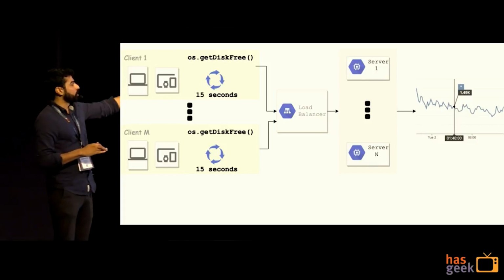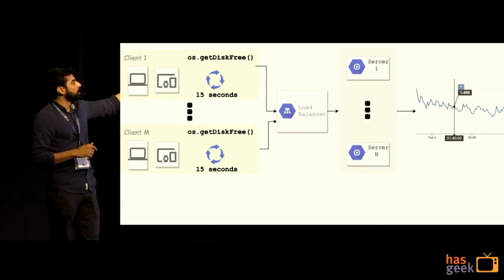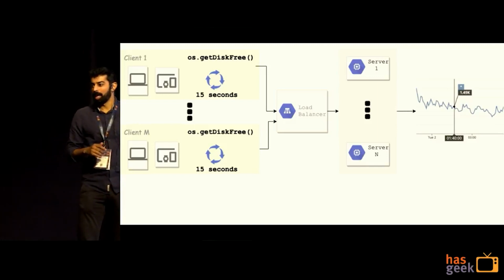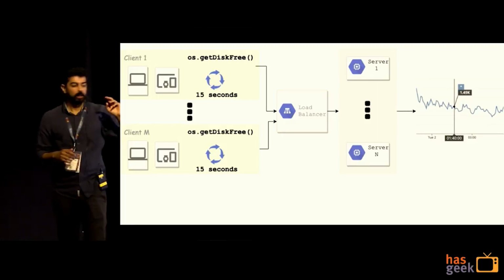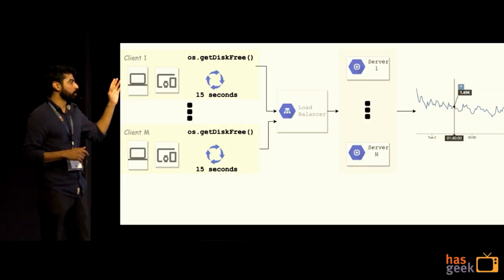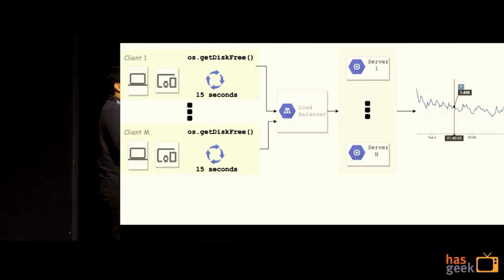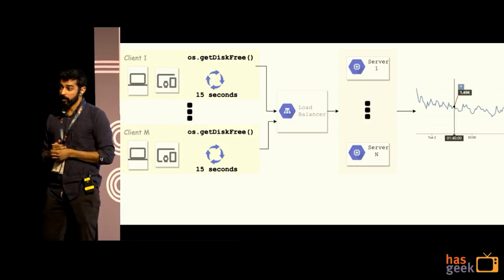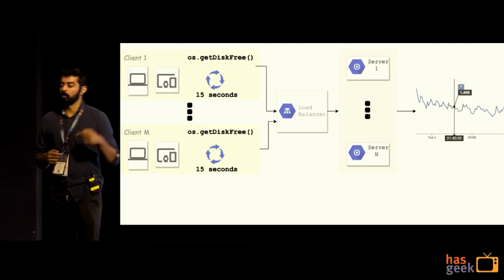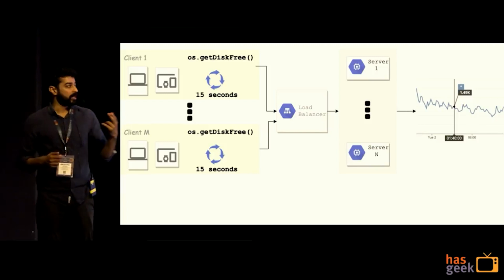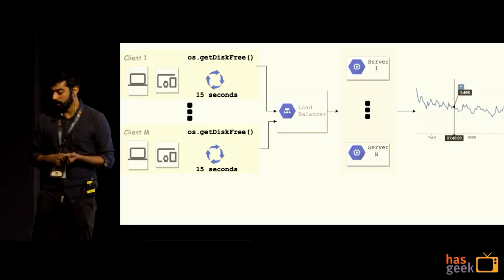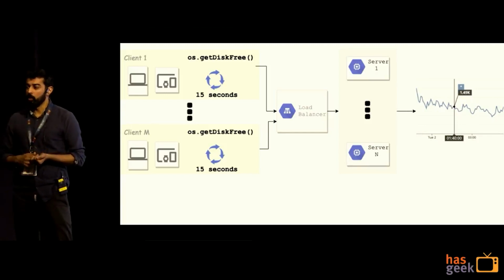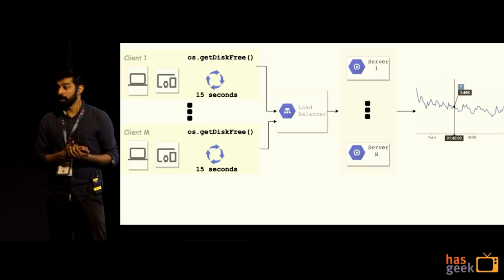On the left side of your screen, you have a number of clients. They may be laptops, mobile devices, watches, tablets, whatever you have. And you have software running on these clients to determine how much free disk space there is available on a loop. You want this available at a 15-second interval so that you can guarantee the immediacy of the data. You don't want to know what the disk space was 5 minutes ago as much as you want to know what the disk space is right now.